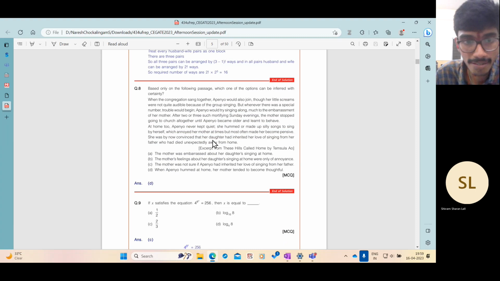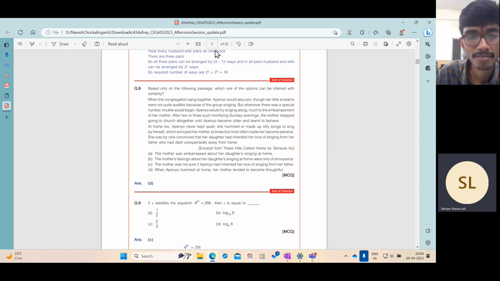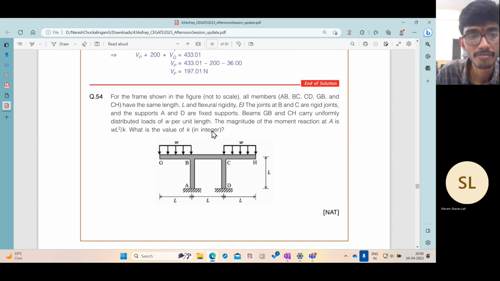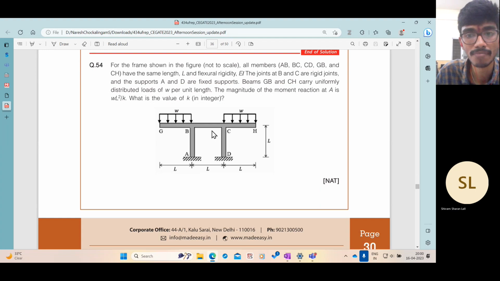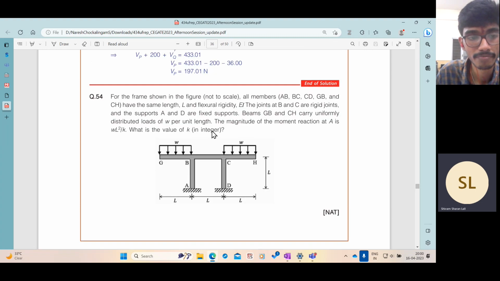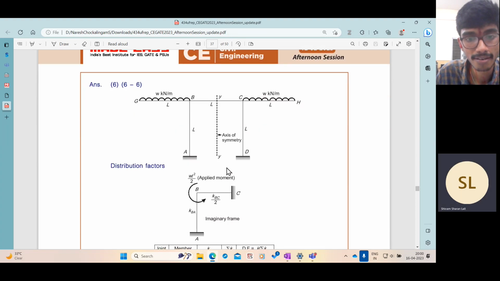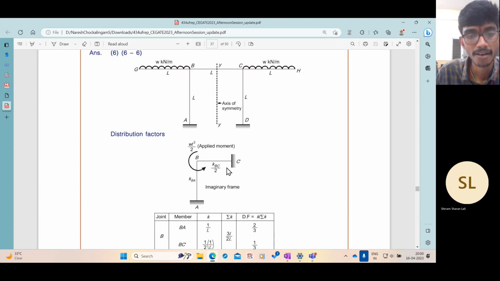Okay. So which one is it? Page number 36, sir. Question 54. Okay. So for the frame shown in the figure, all members have the same length. Beams GBG, magnitude of the moment reaction at A is what is the value of K? Sir, should I look at the solution here? Yeah, they have KBC. The stiffness coefficient is KBC by 2. Why, sir?